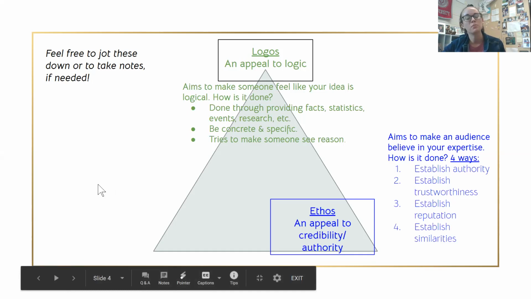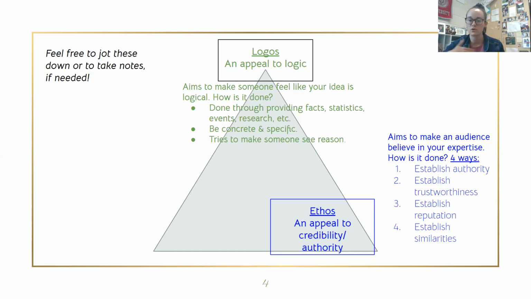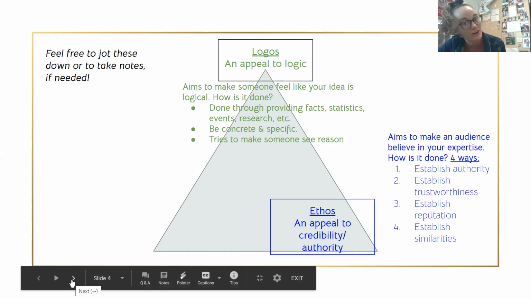This one's a little tricky, but you can establish similarities in order to make someone trust you, to say, hey, I'm just like you. You can believe me. I'm like you, right? You can trust me. I've been through what you have. And I will say this is an additional thing, but it's not on here because I forgot to add it. A simple way to also appeal to ethos: dress nice, makes people think that you automatically know what you're doing. So not like my hair right now.